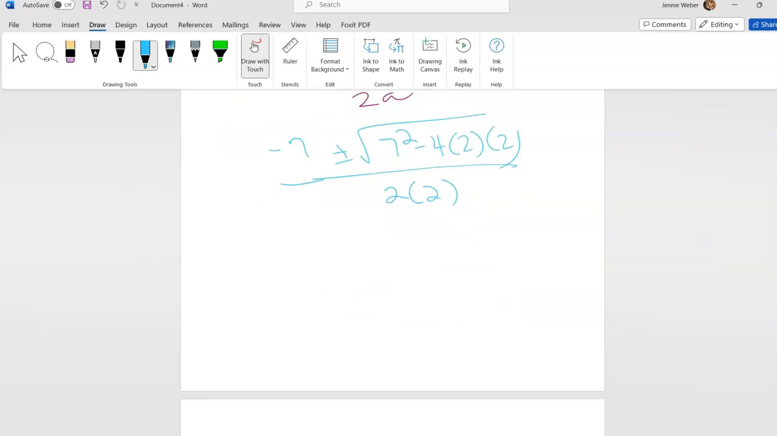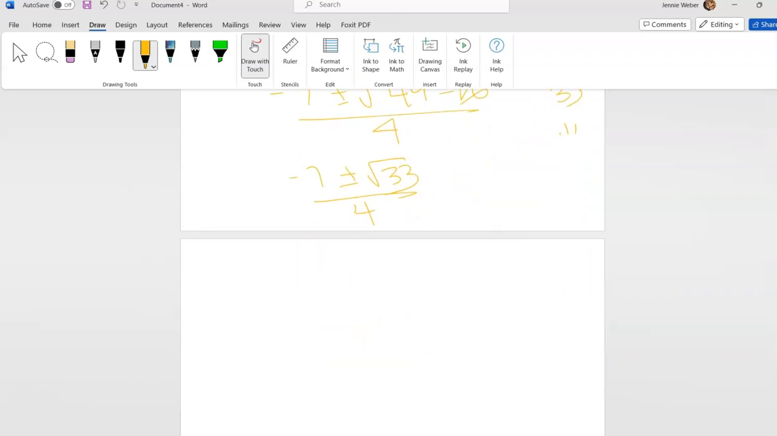Now I just have to simplify down. So negative 7 plus or minus the square root of 49 minus 16, over 4. So then 49 minus 16 is 33. So negative 7 plus or minus the square root of 33 over 4. 33 is 3 times 11. That's not going to simplify. So then this is my final answer: negative 7 plus the square root of 33 over 4, and negative 7 minus the square root of 33 over 4.